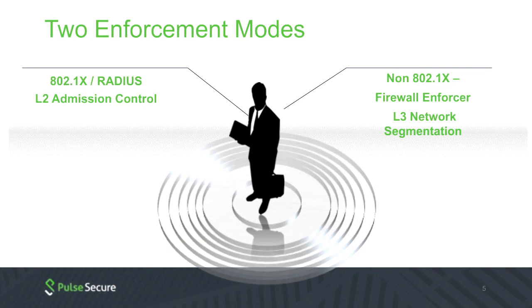Pulse Policy Secure offers two primary enforcement modes for applying controls. The first enforcement mode is admission control at layer 2, which is implemented via 802.1x and Radius. The other enforcement mode is network segmentation at layer 3, using firewalls as enforcers. Today we're going to drill down into the admission control enforcement using 802.1x and Radius, and in a future segment we will talk about the layer 3 based network segmentation.